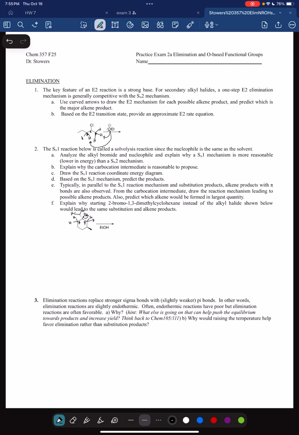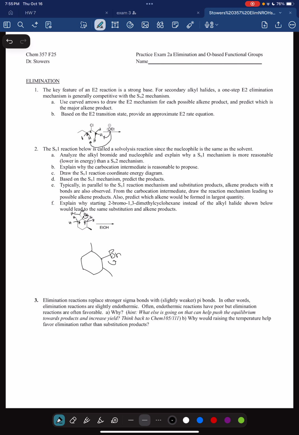F. Explain why starting with 2-bromo-1,3-dimethylcyclohexane instead of the alkyl halide shown below will lead to the same substitution and alkene products. All right, well, I think the only way to do that is to draw it out. I would start by drawing out 2-bromo-1,3-dimethylcyclohexane. So there we go. That's the starting product.